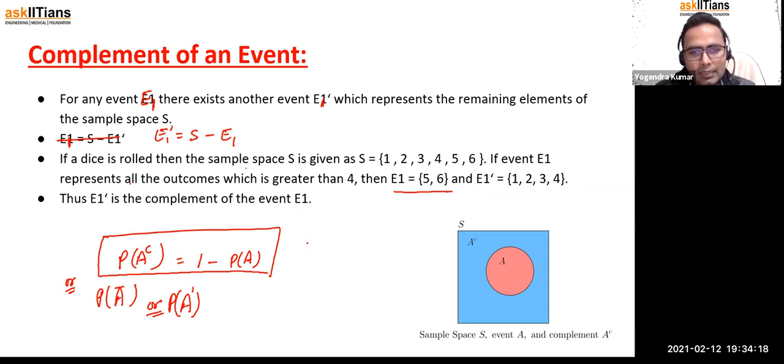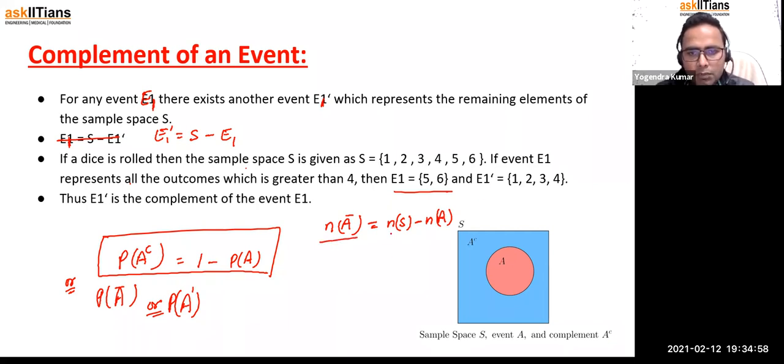Now if we need to understand the probability here, we can write n of A complement, the number of elements in A complement, will be the number of elements in S minus the number of elements in that event, right? I hope you are understanding this, because in the full sample space we have total elements. You can relate to this example.